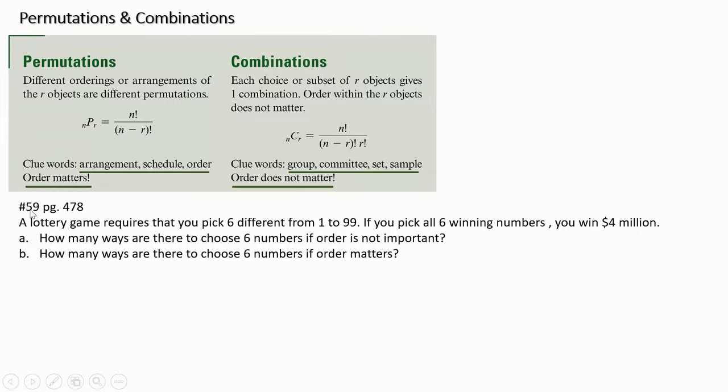Example: this is number 59 from page 478. I forgot to put your numbers, guys. A lottery game requires that you pick 6 different numbers from 1 to 99. If you pick all 6 winning numbers, you win $4 million. Here's part A. How many ways are there to choose 6 numbers if order is not important? So here, guys, we're going to use combination, because order is not important.